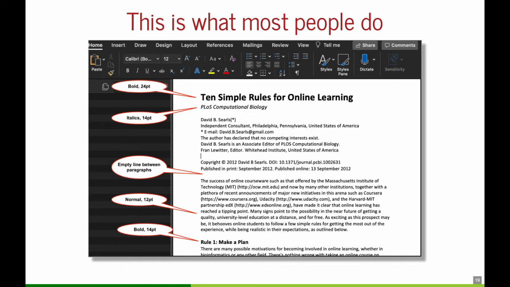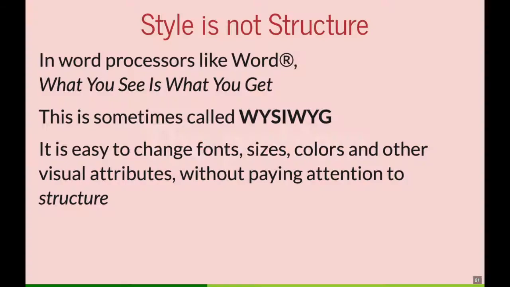This is what most people do when they use Word. But this is not the best idea. There is a problem. What is the problem? The problem is that style is not the same as structure. In a word processor like Microsoft Word, what you see is what you get. It is easy to change the type of letter, the size, the color, and other visual attributes without changing the structure. We only change the visual part and not the structure.